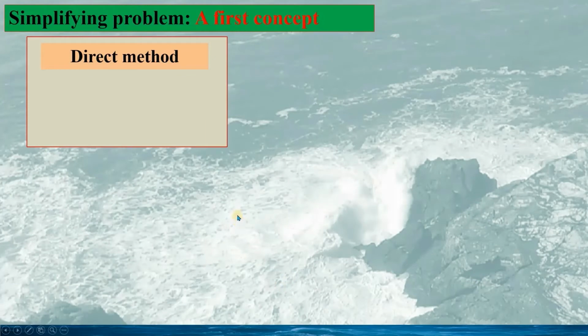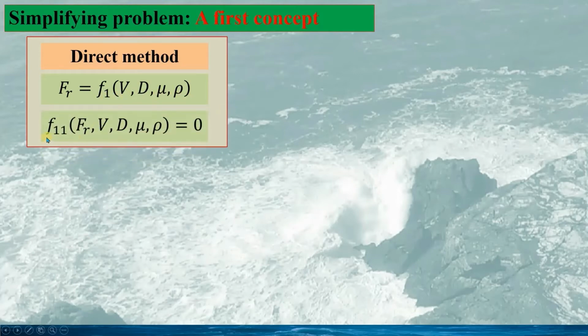Here we see how dimensional analysis can simplify the problem. This is the first concept for your reference. In the direct method, the flow deflection can be expressed as a function f1 of the parameters v, d, mu, and rho, or in the form of f11 of the parameters: the fluid friction, velocity, the diameter of the pipe, fluid viscosity, and density, equals 0.